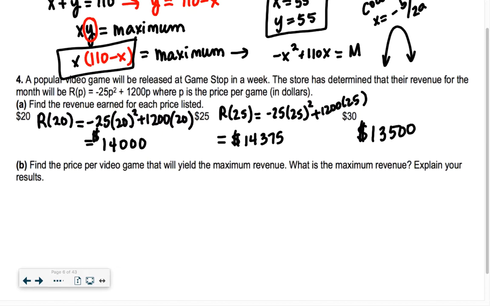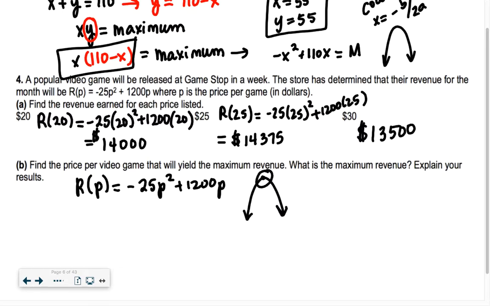All right, so find the price per video game that will yield the maximum revenue. So what is the maximum revenue? Explain your results. So what are we doing here? We're trying to find the p-value that maximizes the revenue. So this is a downwards parabola. We want to find its vertex. So if I put a problem on your test and I ask for a maximum or a minimum, maybe a minimum cost for the company, you're going to know, oh, I should find the vertex. That's your keyword, maximum or minimum.